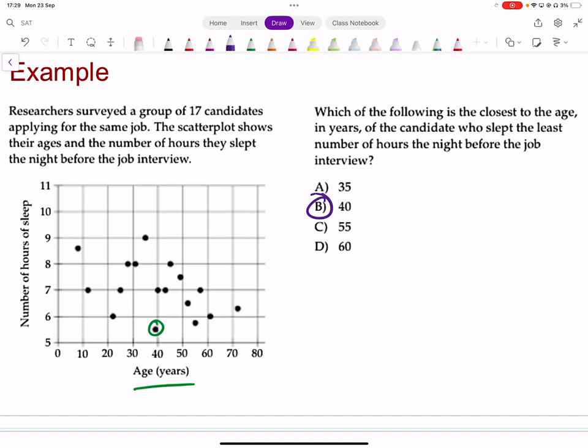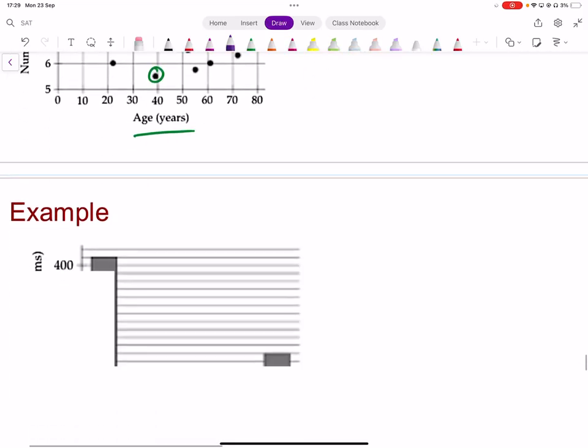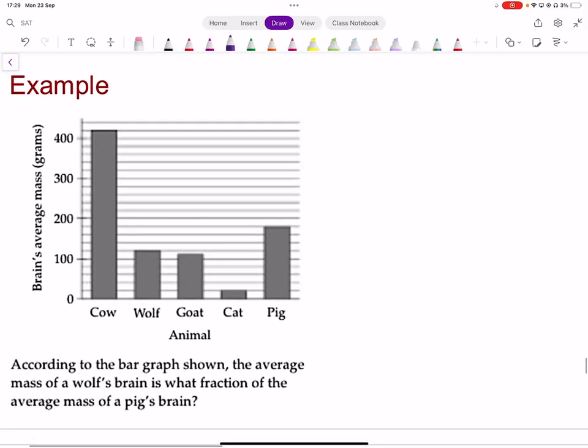Okay, 40, right? Is that okay? Okay, last example. Okay, last question.